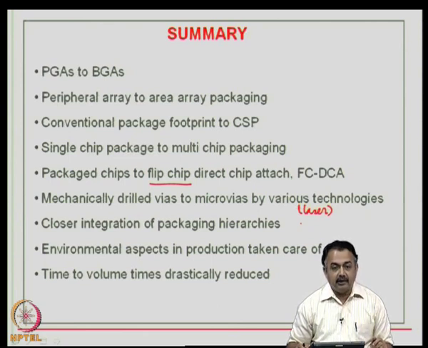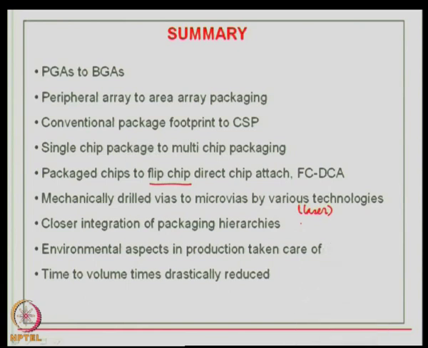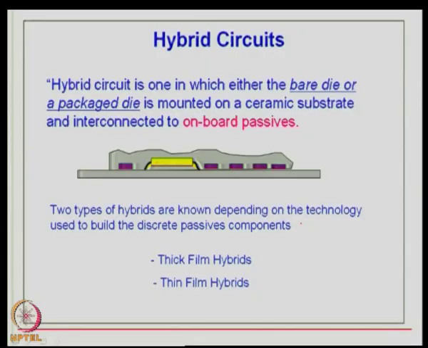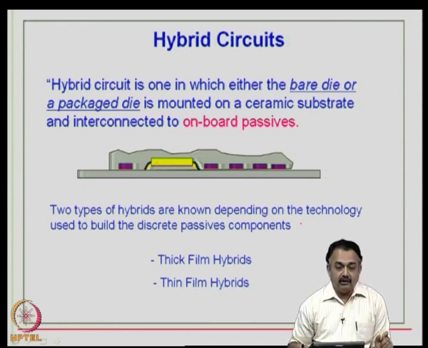Environmental aspects in production have to be taken care of, and time to volume has been drastically reduced. So, this is basically the summary of this particular chapter. And before we close, I want to introduce a new term called hybrid circuits, which in some sense is closely related to the type of package that we are aware of, especially when you use ceramic packages. But we will deal with hybrid circuits and MCMs when we come to the technology part.